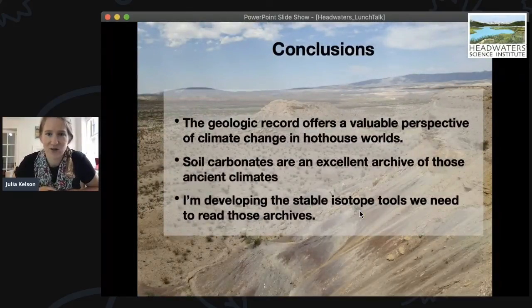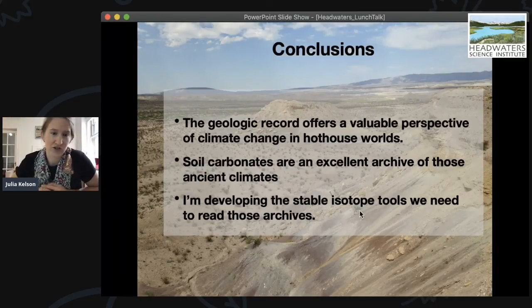So to sum this up, the geologic record offers a valuable perspective of climate change in hothouse worlds. I'm interested in the early Eocene because this is one of the time periods that we know is extremely warm, and there's a lot of carbon dioxide in the atmosphere. So we think that these time periods are good analogs for future warming. And soil carbonates are one of the few tools that we have to investigate those ancient climates, especially on land.